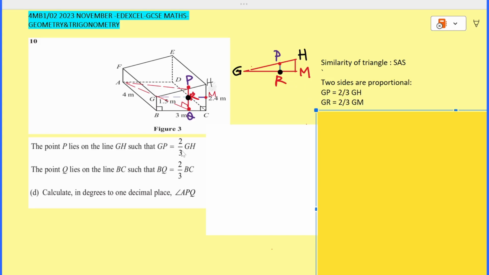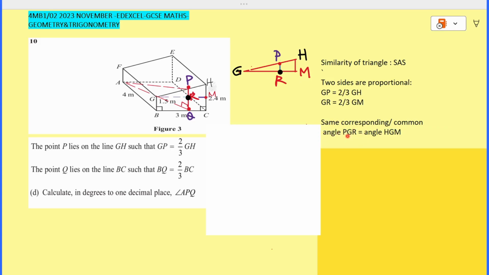Because GP is 2 out of 3 of GH, and GR, BQ is 2 out of 3 of BC. So this is parallel, BQ and GR. So this is also 2 over 3 of GM. Now the angle is a common angle. Okay, so sorry, the same corresponding angle of PGR and HGM. This is the common angle here. So now we know that triangle PGR is similar to HGM.